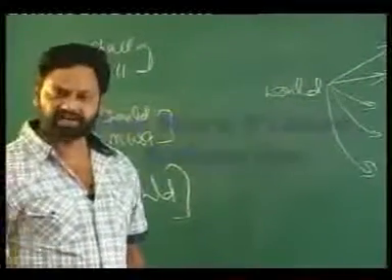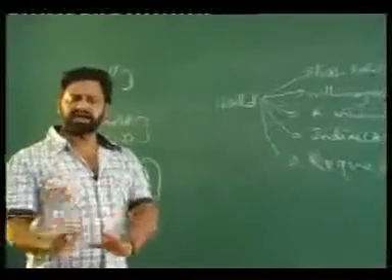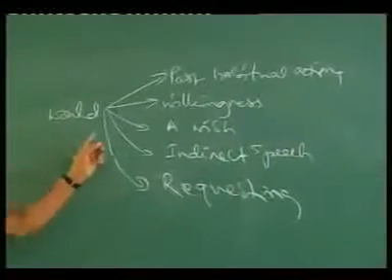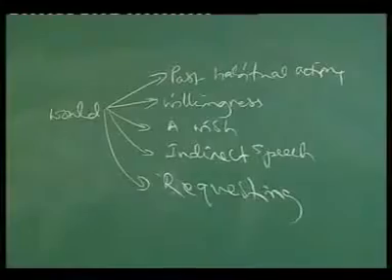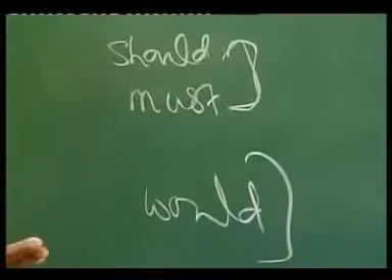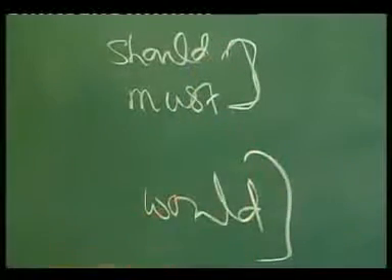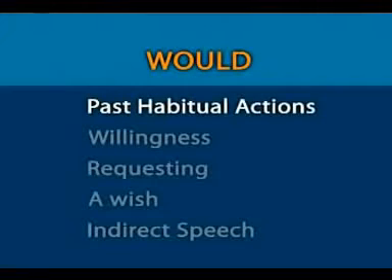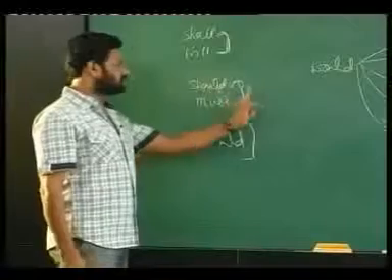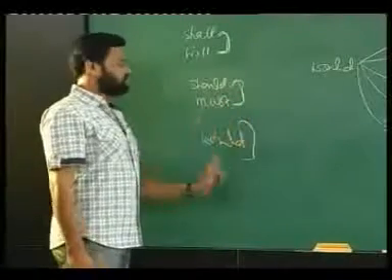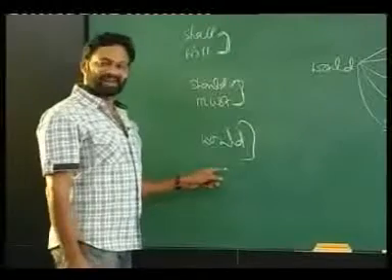So would can be used for past habits, for requests, in indirect speech, in many different ways. But basically, the main usage of would is to talk about past habitual actions. Remember, so far: shall, will refer to the future action. Should, must refer to obligations, but should is advice, must is emphasis. Would is used to express the past habitual action, or willingness, or request, or a wish. Shall, will: I will do it in the future. Should: ought to do. Must: definitely have to do. Would: I used to do it once.